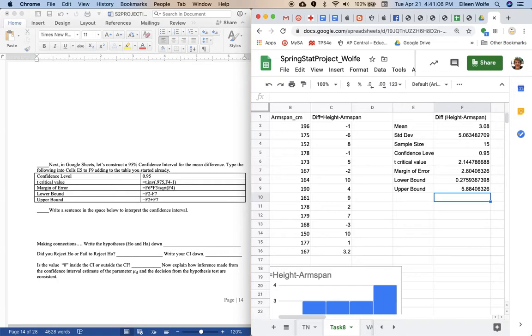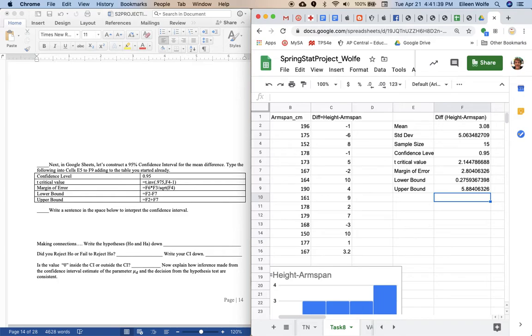I'd be writing something like, I'm 95% confident. Notice I got two positive endpoints. So I'm 95% confident that the mean difference, height minus arm span, is between 0.27 and 5.88. Or in other words, that person's height tends to, on average, be 0.27 to 5.88 inches greater than the person's arm span. Okay, that's a paired dependent confidence interval.